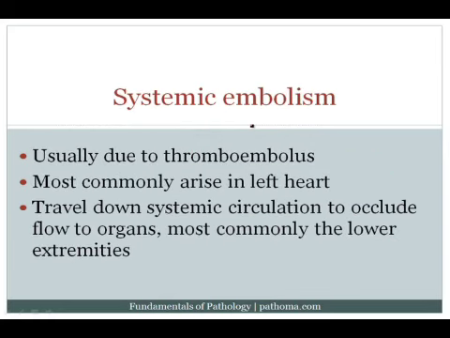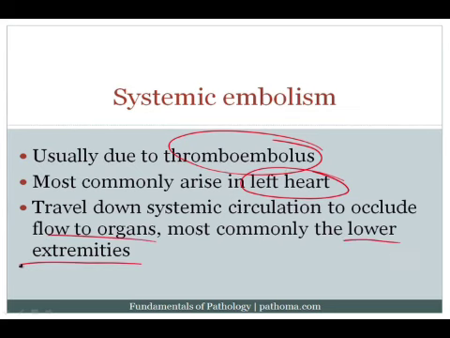Now, it is also possible for emboli to lodge in the systemic circuit, and when they lodge in the systemic circuit, the most common source is usually a thromboembolus, and that usually comes from the left heart. So when you get systemic emboli, that is emboli that shoot off and lodge someplace in the systemic circuit, again, the most common source is a thromboembolus from the left heart. These will travel down the systemic circuit to occlude flow to organs. The most common site is the lower extremities. And with that, we conclude our section on embolism, and that also concludes this chapter.